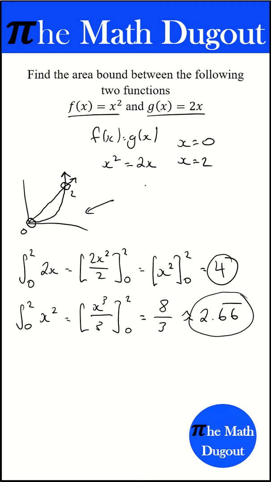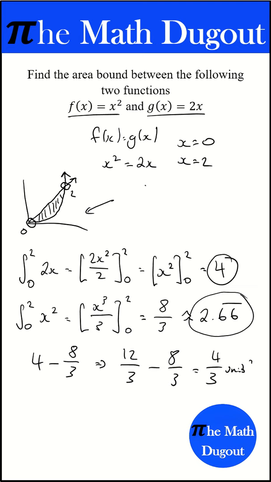So for the area bound between the two, for this space in here, we simply just need to take one away from the other. So we do our 4 minus our 8 over 3. Now, instead of writing this as 4, I'm going to write that as 12 over 3. Subtract my 8 over 3, I just end up with 4 over 3 units squared would be the total area that's shaded, bounded between those two curves there like that.